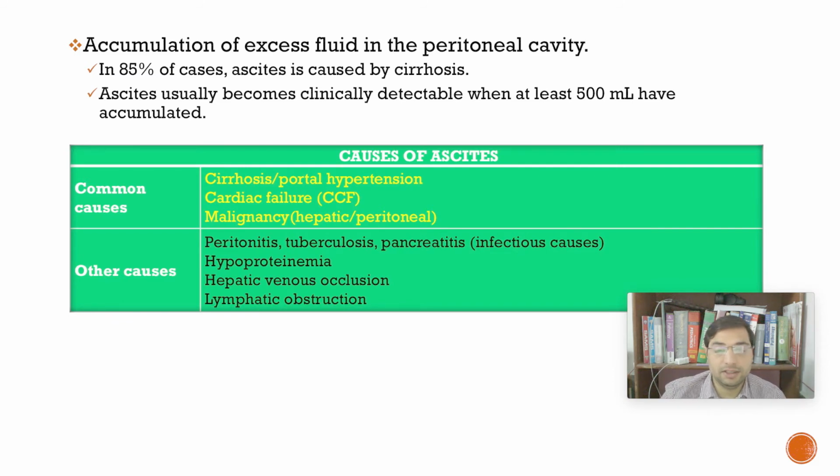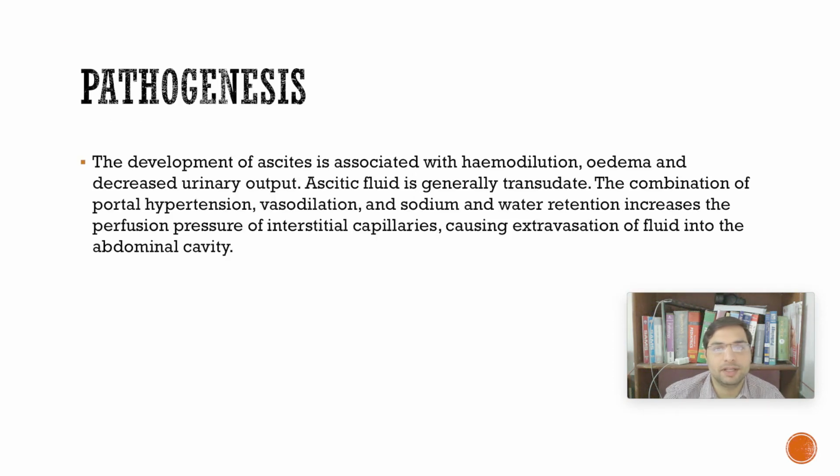Then hepatic venous occlusion. If a hepatic vein is obstructed, for example in Budd-Chiari syndrome, then that can also lead to ascites. Lymphatic obstructions can definitely lead to ascites and other edemas, right? So the pathogenesis is not very difficult to understand.